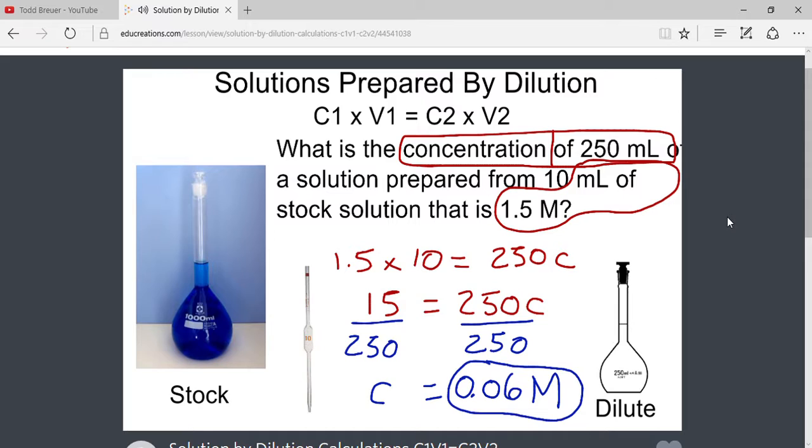You can see this concentration amount is far more dilute than the original concentration of 1.5 molar. That is because only 10 milliliters of this stock solution was brought over to a flask and then diluted with water to a volume of 250 milliliters. Let us look at another related example.